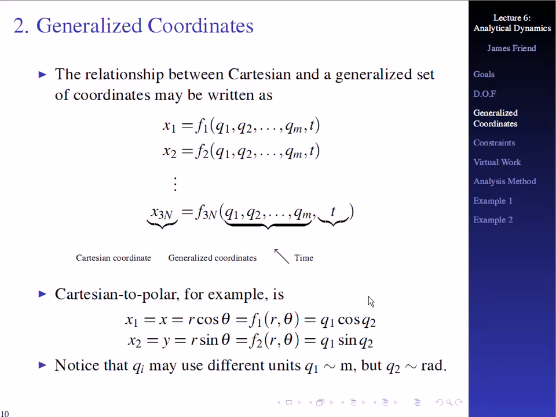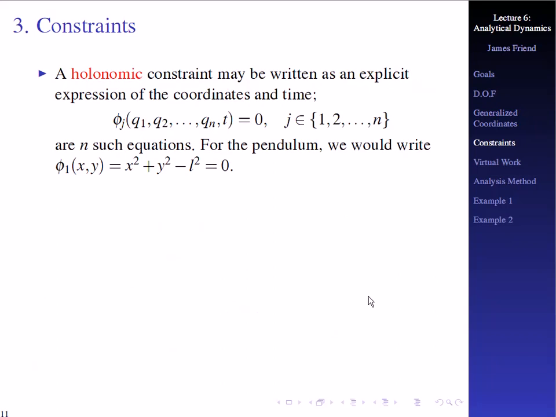Okay. And the interesting thing about your Cartesian coordinates, or your generalized coordinates, is that they may use different units. Here, notice that q1 is in maybe meters, say, but then q2 might be in radians. Okay, so that's enough about generalized coordinates for now. Let's go on and talk about constraints.